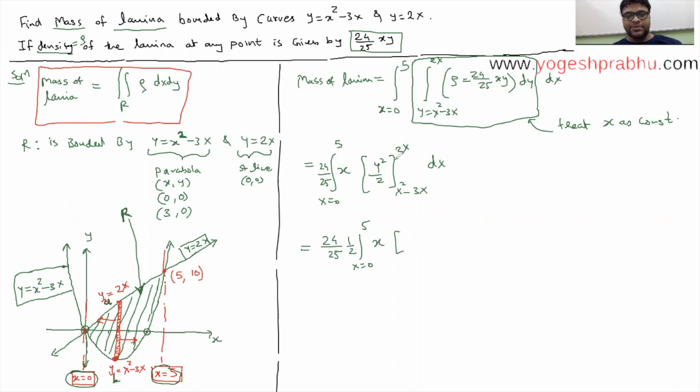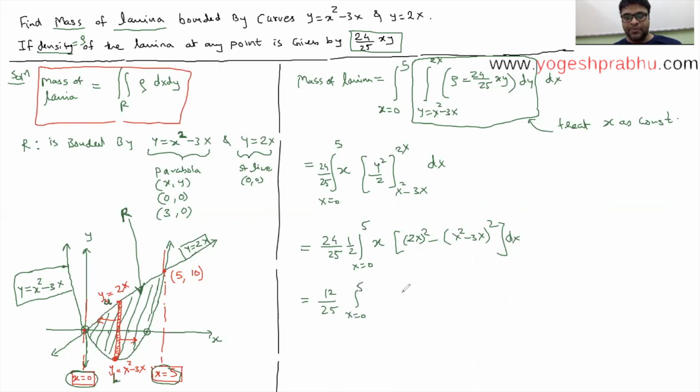Okay. And let us put upper limit. This will be 2x square minus, let's put the lower limit, 2x, that's going to be x square minus 3x, and that is whole square. I'm putting the values for y and dx. Please note that the 2 is already kept outside over here. So it is 12 by 25, right? And then this is integration of x is equal to 0 to 5.